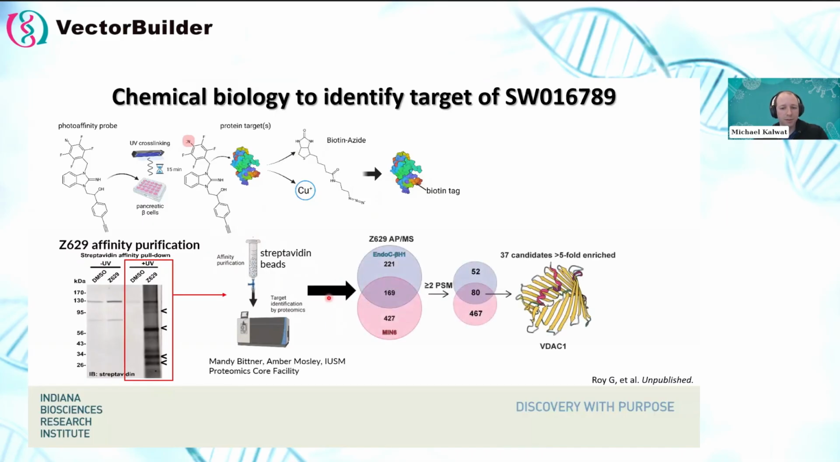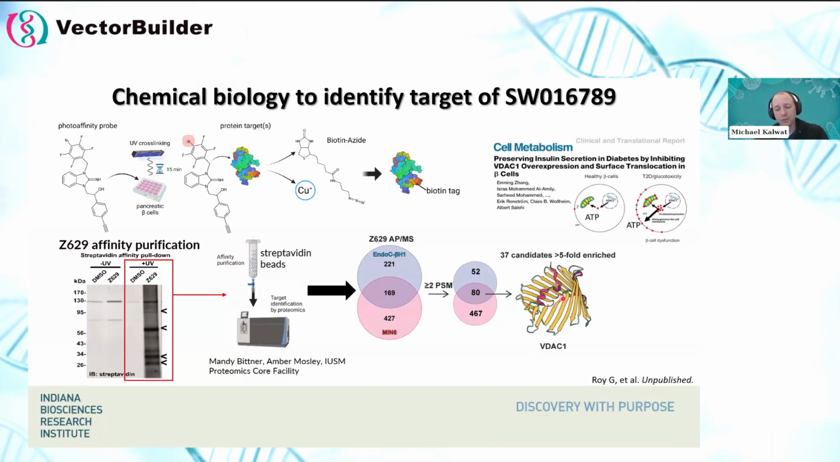We performed this experiment not only in the mouse beta cells that we normally use, but also in the human beta cell line, EndoC-βH1, because we knew that these cells also responded to our drug. This helped us narrow down the potential candidates from this target ID experiment. So we took the overlapping targets that came out of both of these screens, and after some filtering, we narrowed down on this protein called VDAC1.